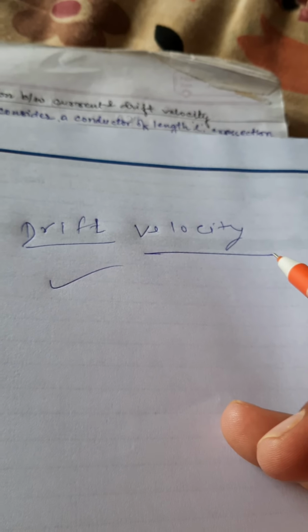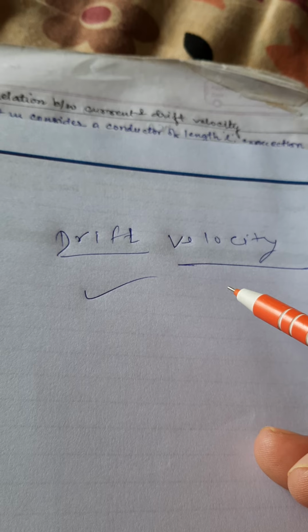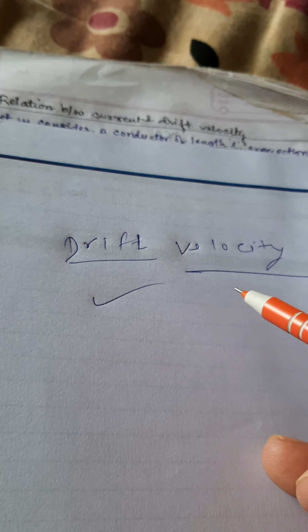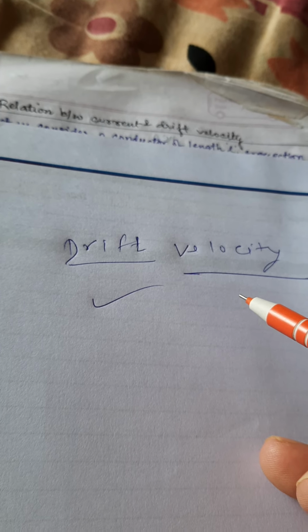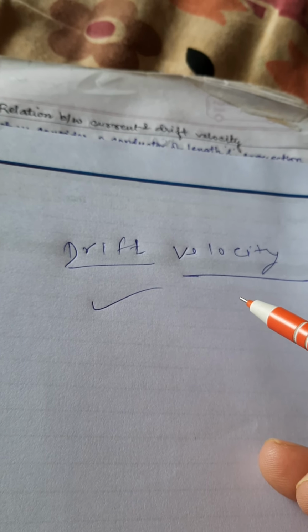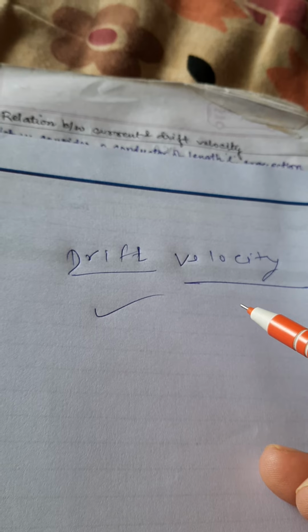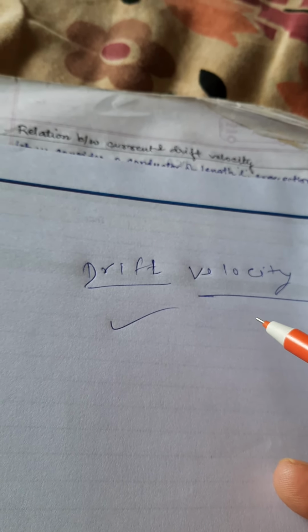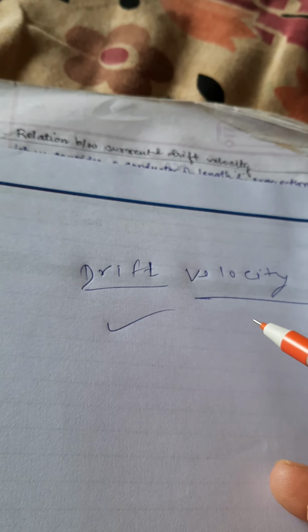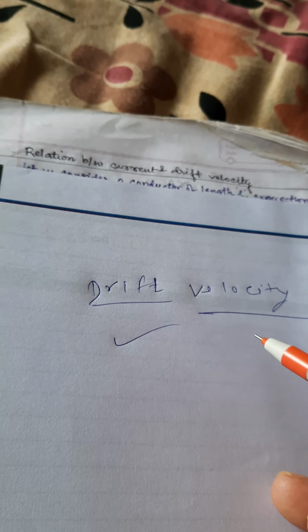Today we will discuss drift velocity, right? As we know, in a conductor there are an extremely large number of free electrons. These free electrons move randomly with a thermal speed, okay? That is nearly of the order of 10^5 to 10^6 meter per second at room temperature, right?